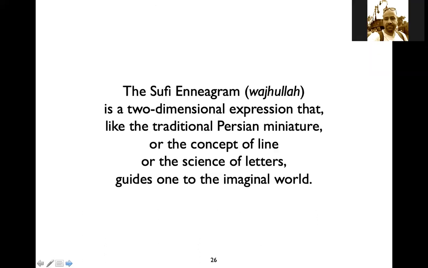Okay, so our last slide for today is a summary. The Sufi Enneagram, or Vajula, is a two-dimensional expression that, like the traditional Persian miniature, or the concept of line, or the science of letters, guides one to the imaginal world, which is what we've just basically been talking about. So it's through the Sufi Enneagram being two-dimensional, similar to artwork, or the concept of line and the science of letters, that it is a guide to us to ta'wil, or to the spiritual world.